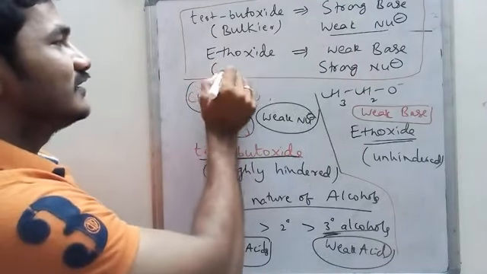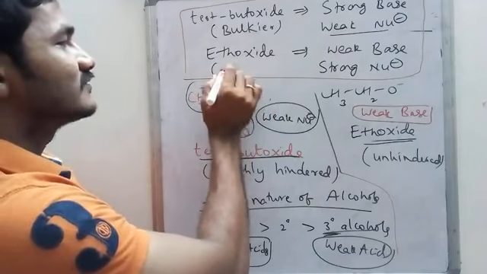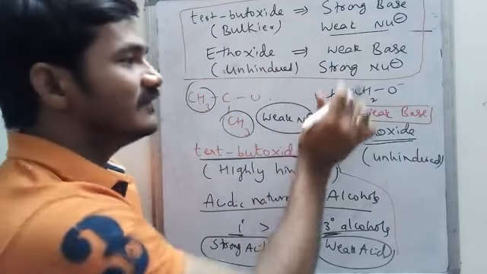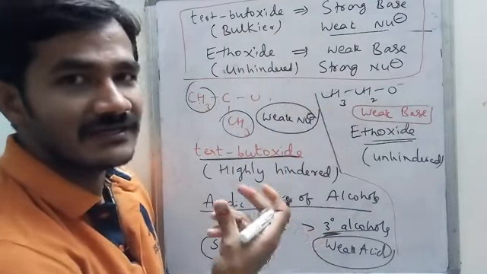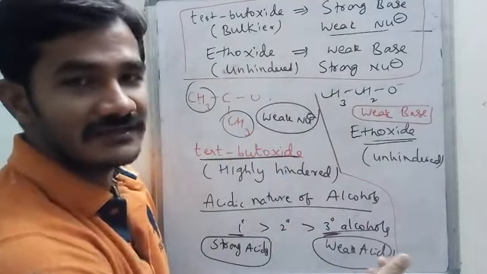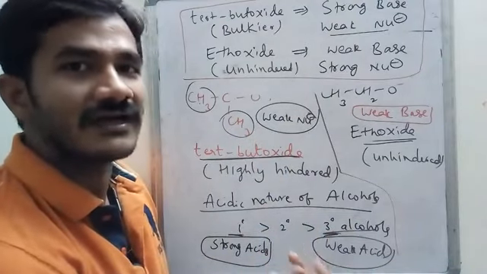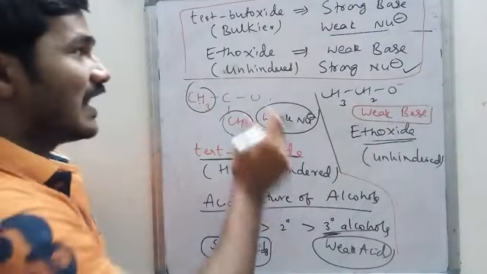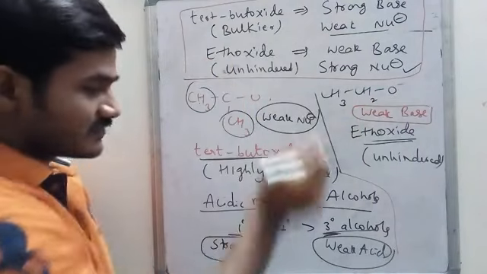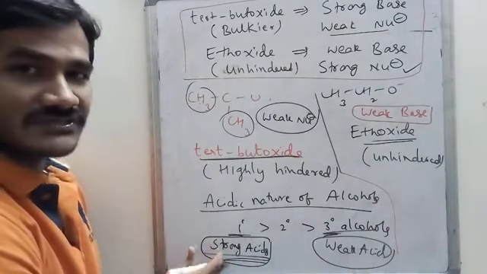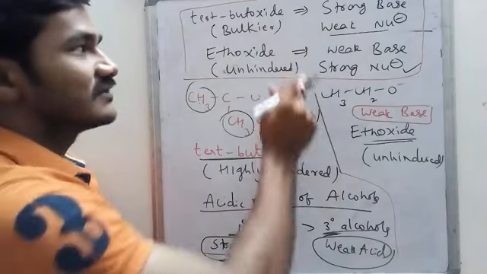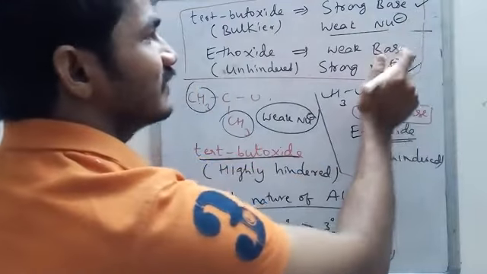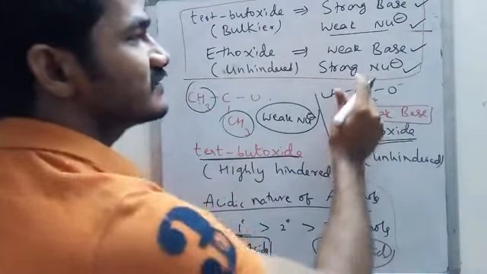Similarly, ethoxide is unbulkier, no hindrance, unhindered. When bulkiness is not there, it can easily reach the carbon and easily form the bond. Rate of attack at the electrophilic carbon will be fast. So I write it as a strong nucleophile. And ethoxide's conjugate acid is what? Primary alcohols. Primary alcohols are stronger acids. When these are stronger acids, its conjugate base becomes a weak base. So we have to remember these two points: this is a strong base and weak nucleophile, and this is a weak base and strong nucleophile.